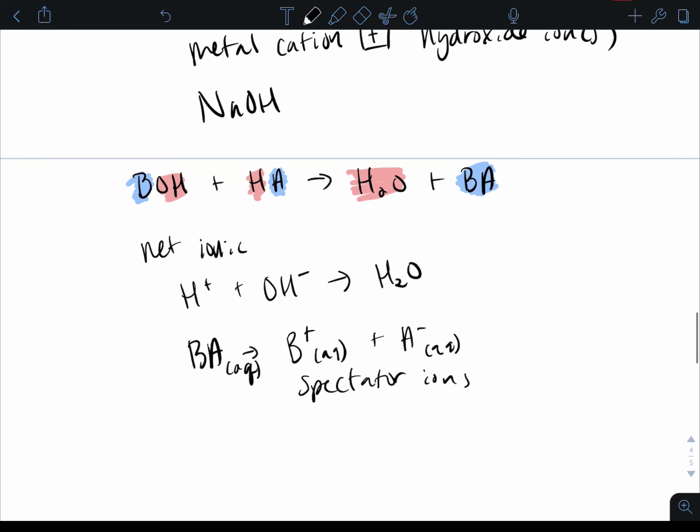Okay, pretty simple. If you change the charge of your B or your A from a magnitude of 1, you're going to change your balancing here. Just remember that all of your hydroxides and all of your hydrogen or H plus ions will combine to produce water, while all the B ions and A ions are going to combine to produce your salt.